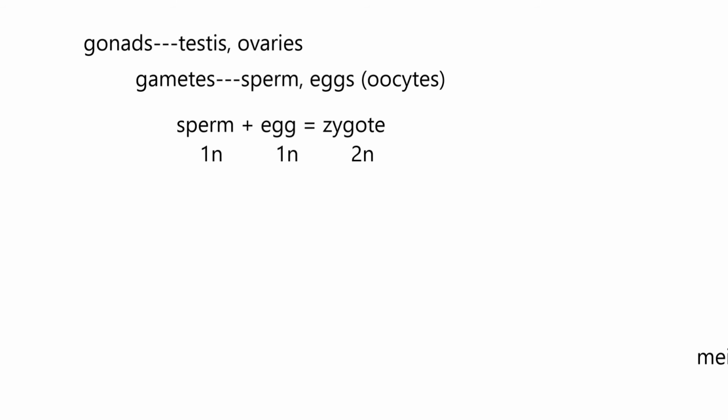Okay? And then how did we get those 1N eggs and sperm? Well, that was done by meiosis, and that's called reduction division. You end up with 1N cells, the gametes, after meiosis.